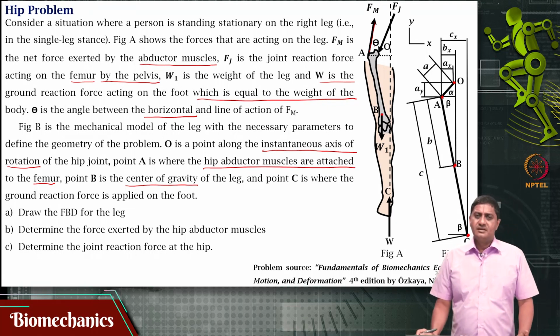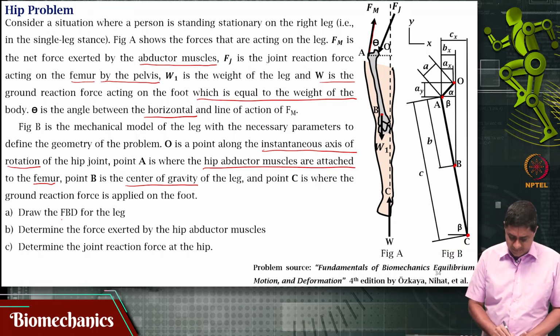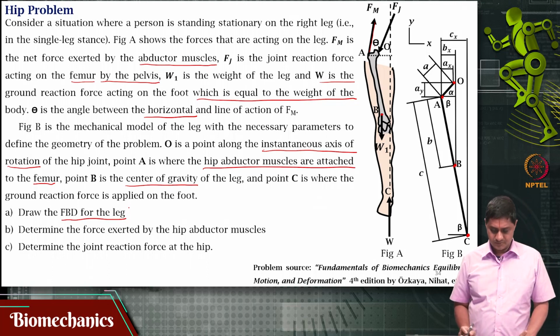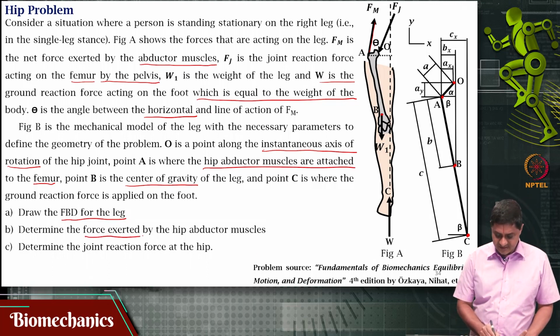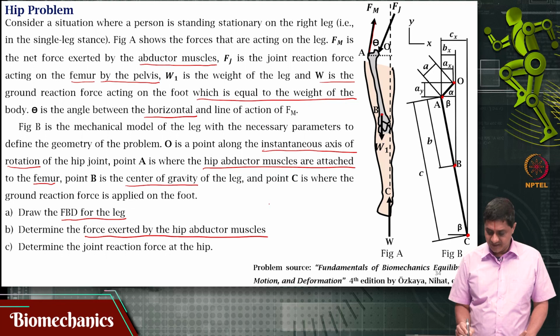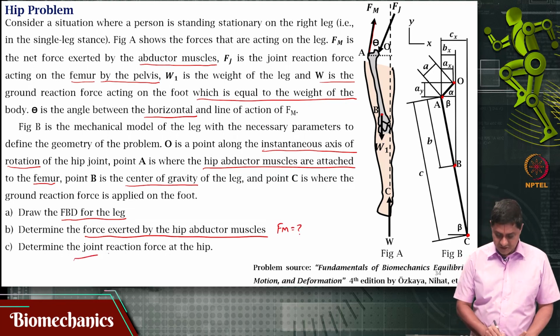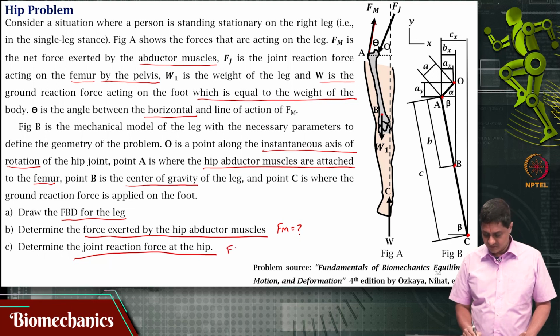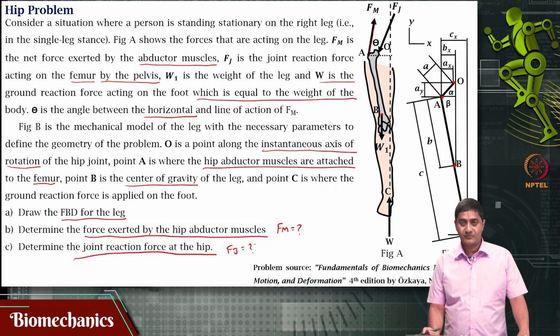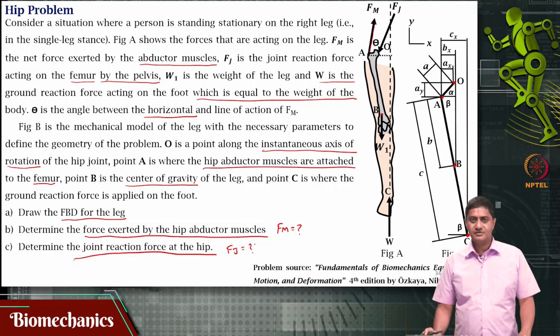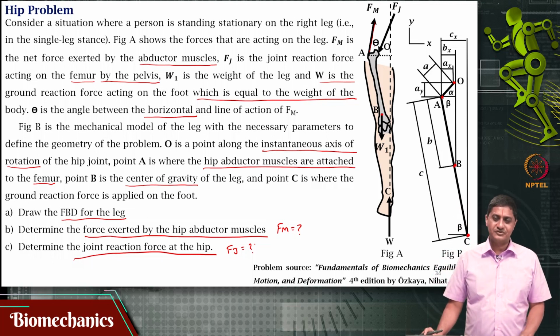The question is: draw the free body diagram for the leg that is shown. Determine the force exerted by the hip abductor muscle, that is, find Fm. Determine the joint reaction force at the hip, that is, find Fj. And this is a problem that we have sourced from a textbook, with due thanks to the authors.